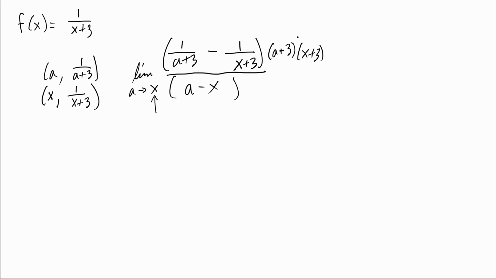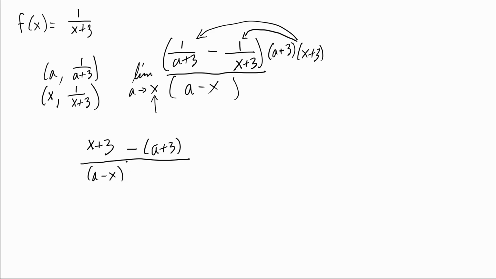To the first term, a plus 3 and a plus 3 will cancel, but we'll be left with an x plus 3. When this comes to the second bit right here, what's going to be left? The x plus 3's will cancel, leaving an a plus 3. And this will be over a minus x times a plus 3 times x plus 3.